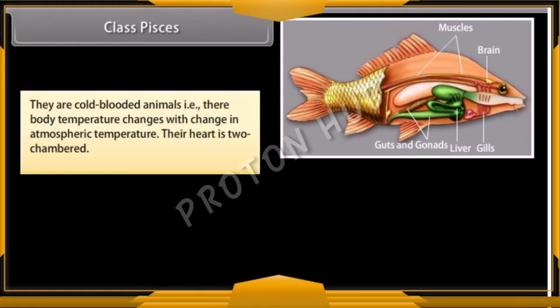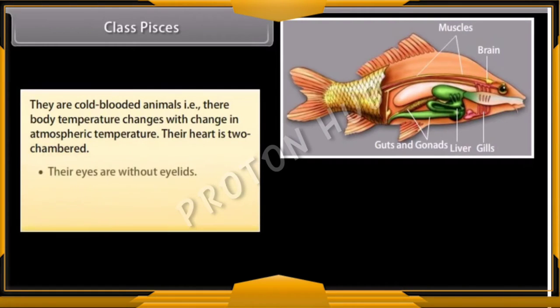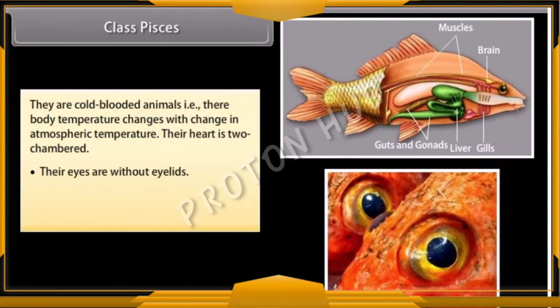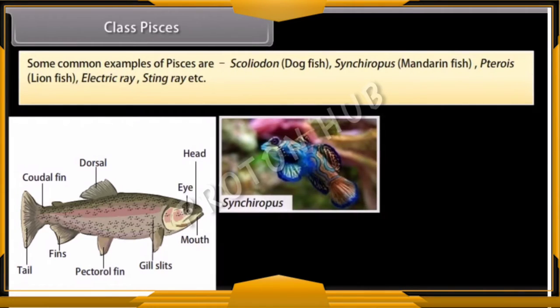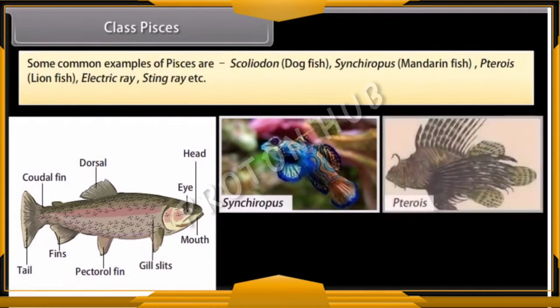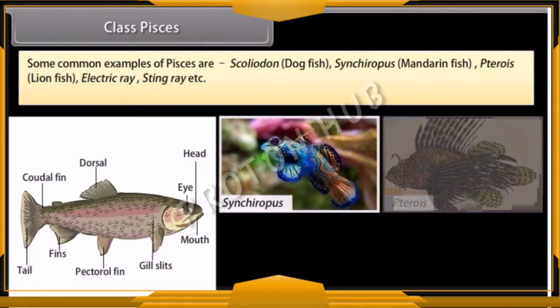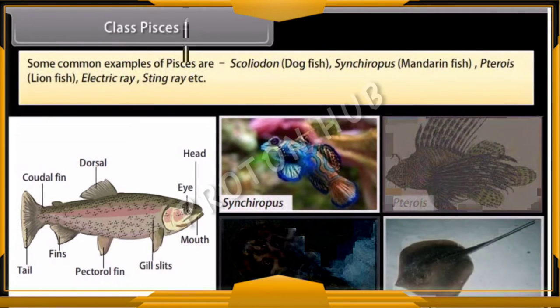Their heart is two-chambered. Their eyes are without eyelids. They have nostrils. They lay eggs. Some common examples of Pisces are Scoliodon, dogfish, Chelmon, mandarinfish, Pterois, lionfish, electric ray, stingray, etc.